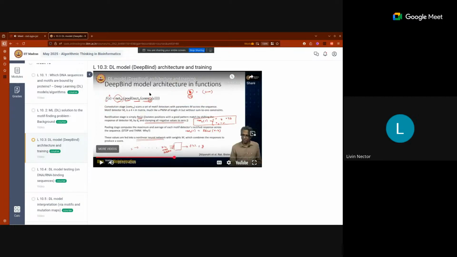So this is the whole thing: convolution, then rectification, pooling, and then the neural network.